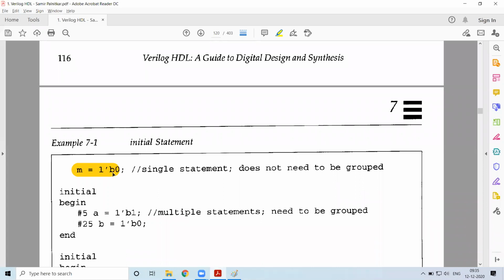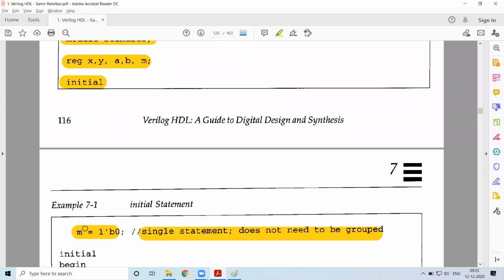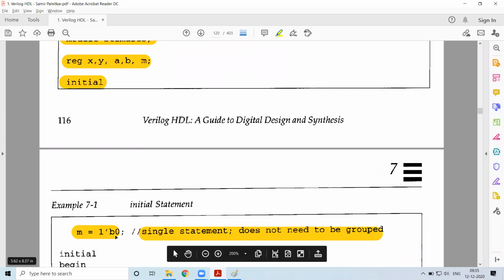So it is in bits, it is in binary, and this one represents the value. Since it is only 1 bit, it can be either 0 or 1. In this case, m is assigned the value of 0. That is, logical 0, or bit 0, is assigned to m. So this is just a single statement. If it is a single statement, there is no need for begin and end, and this statement belongs to this initial block.